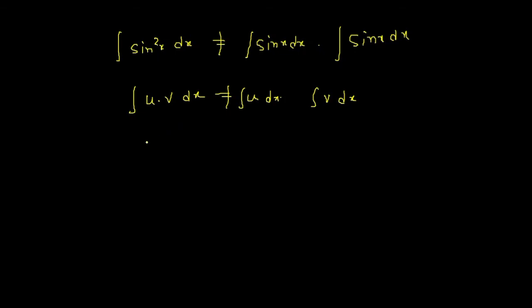If one of these is a constant, suppose there is k into u dx, where k is a non-zero constant and u is a variable, then this can be written as k times the integration of u dx. But if u and v are two variables, then this cannot be written as the integration of u dx into the integration of v dx. This is a misconception we need to clear.